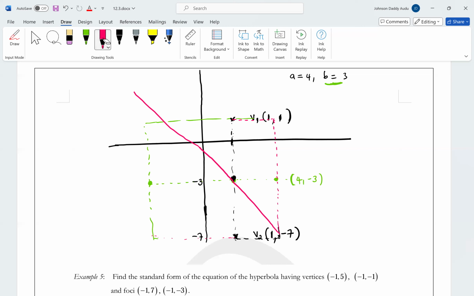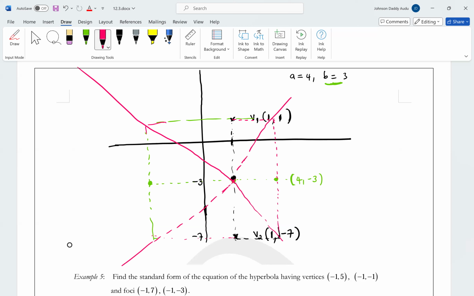Try to connect the corners. I'm not drawing this to scale, so it doesn't really look nice. It's just going to be something like this. As much as possible, try to draw it through the corners, and here also. It's not really straight, but this is somehow the asymptote.